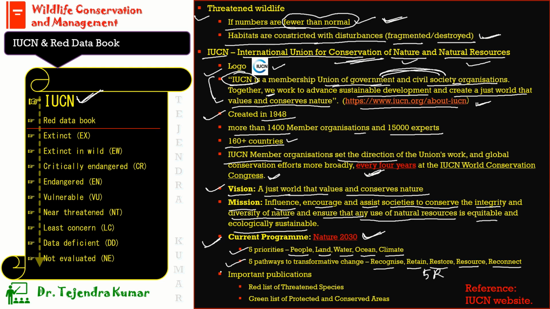Important publications by the IUCN are the Red List of threatened species, and one more list, which is the Green List. Generally, many people think that IUCN only publishes the Red List. No, IUCN publishes the Red List as well as the Green List. The Red List is for threatened species, while the Green List is for protected and conserved areas.